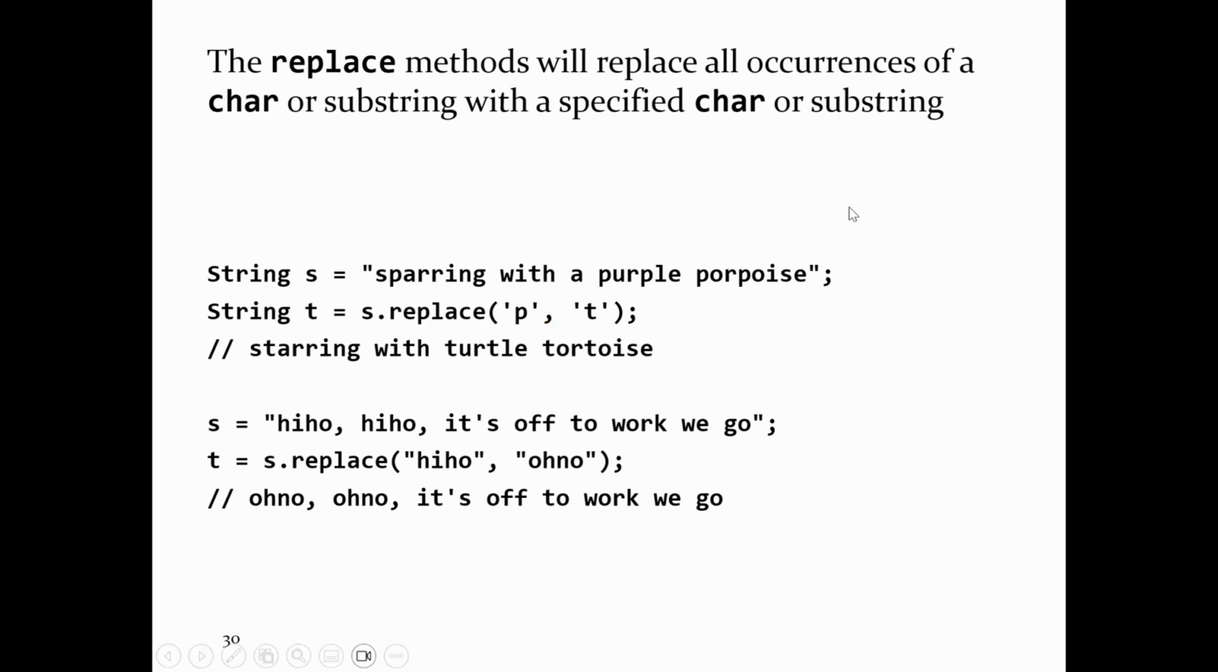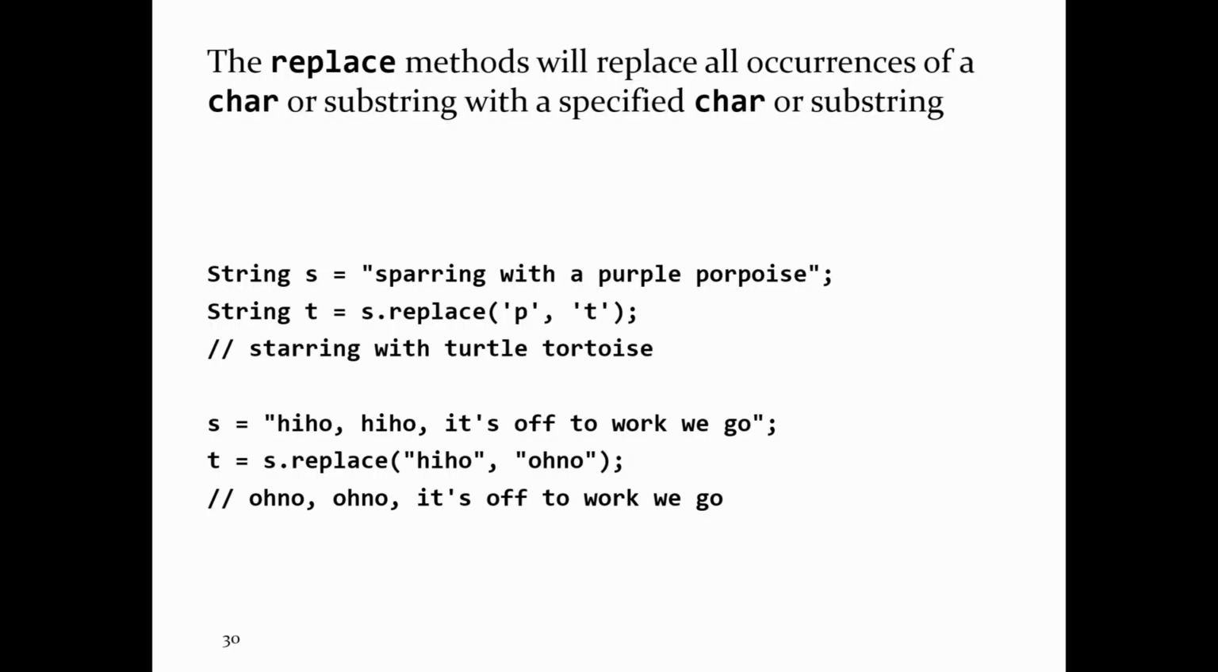So if we start out with sparring with a purple porpoise, I replace all the P's, you get starring with a turtle tortoise. Here's hi-ho, it's off to work we go. I can replace every hi-ho with an oh no, and you get oh no, it's off to work we go. When you replace, the replacement string does not have to have the same length as the substring. So instead of oh no, you could write something else. It doesn't have to have the same number of characters. And it can even be empty. So you can remove occurrences of a substring using replace if you wanted to.